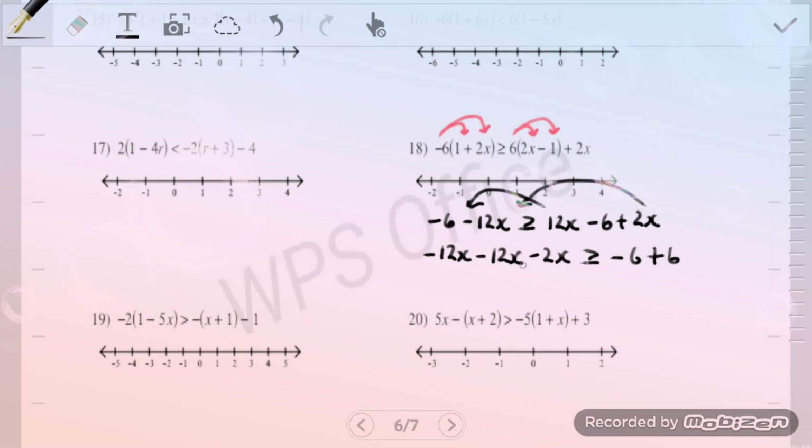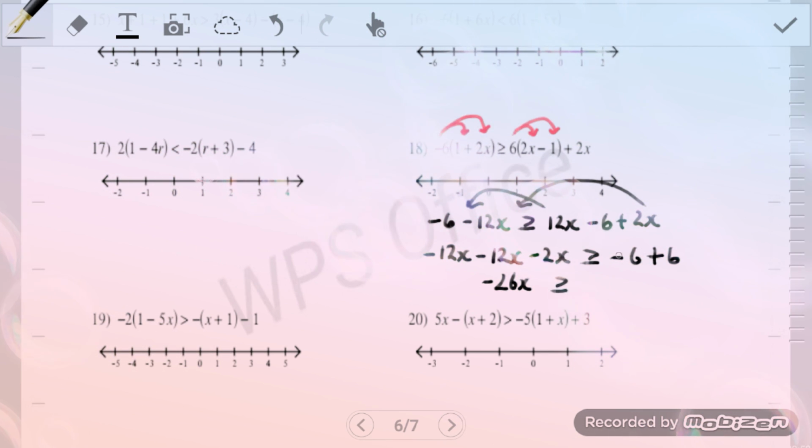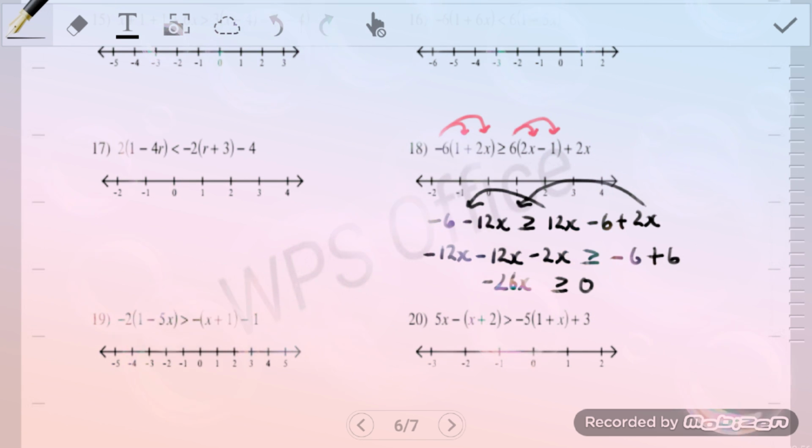So -12x minus 12x is -24x. -24x minus 2x is going to become -26x. That's greater than or equal to -6 plus 6 is 0. All right. Hopefully nobody's adding the numbers here and rewriting the negative. We should be past that stage by now.